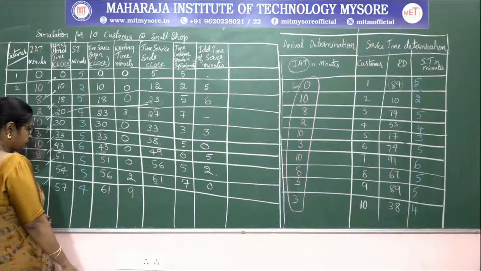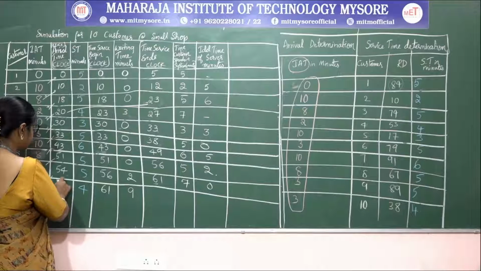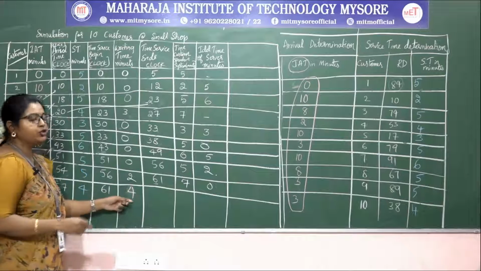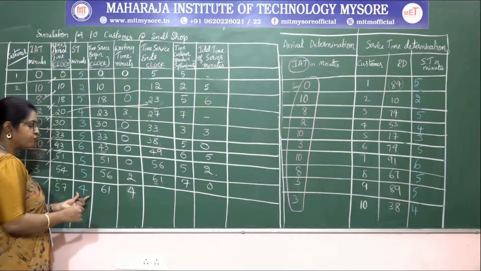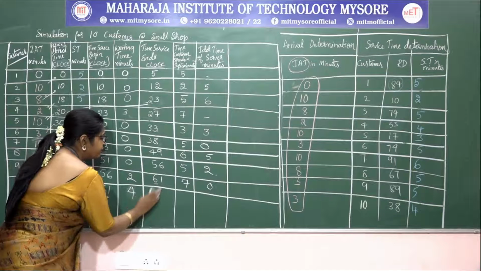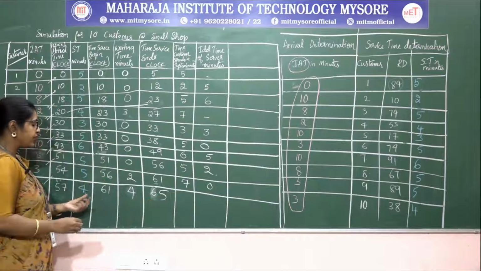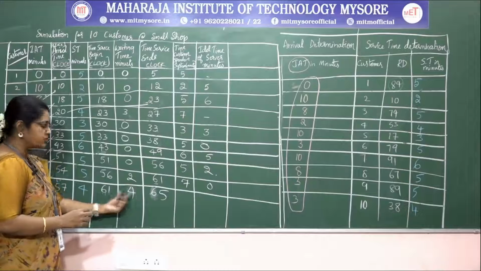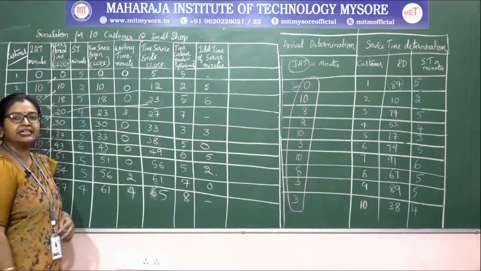61 minus 57 is nothing but 4 minutes he needs to wait in the queue. Once he has waited 4 minutes, he will take the service of 4 minutes, so at the 65th minute he will complete his work. The total time the customer spent in the system is 4 minutes of service plus 4 minutes waiting in the queue, totally 8 minutes, and there is no server idle time.